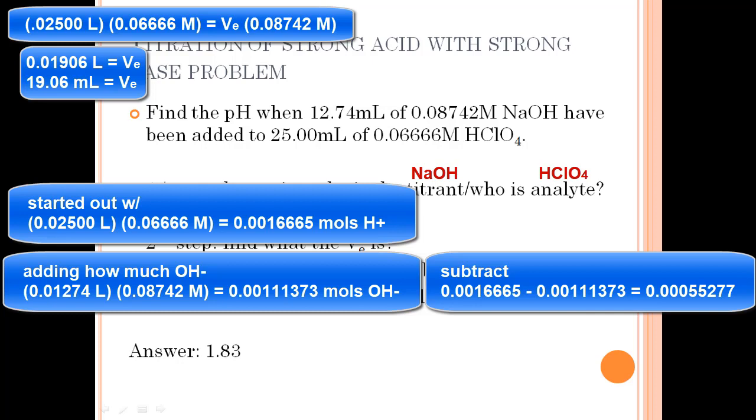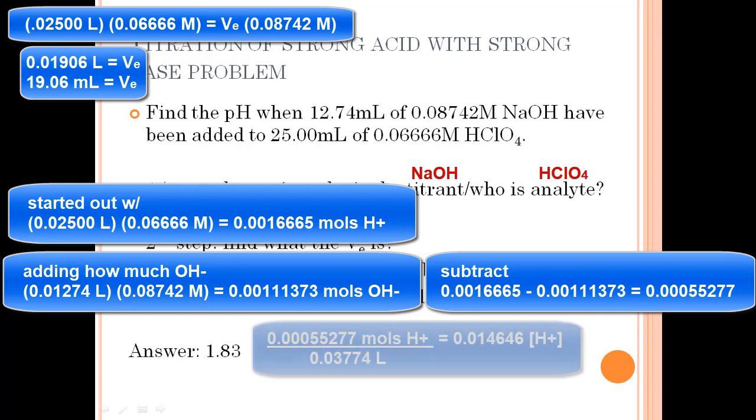To find the pH, you would take the concentration of H+. So that would be the moles of H+ that you have left, which is that same number, 0.0005527, divided by the total volume of the solution now. So it would be 37.74 mL. That'll give you 0.014646. That is your H+ concentration. So to find the pH of that, just take the negative log of that number, and you will get 1.83.